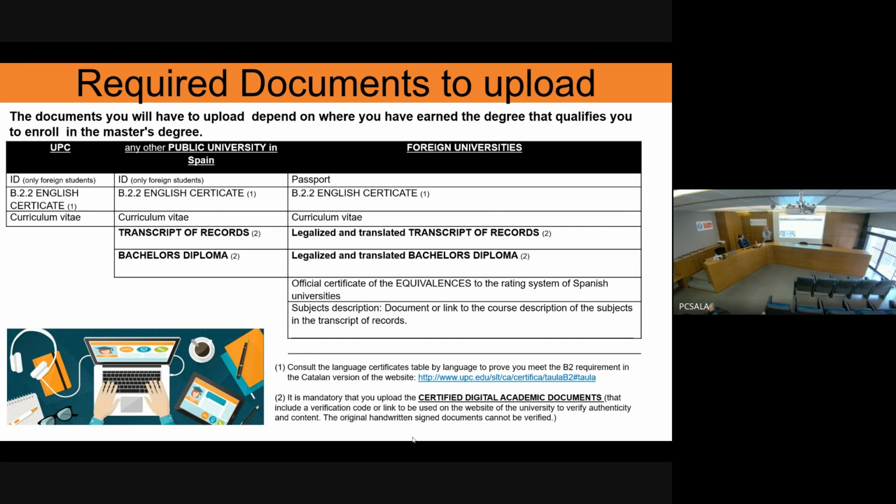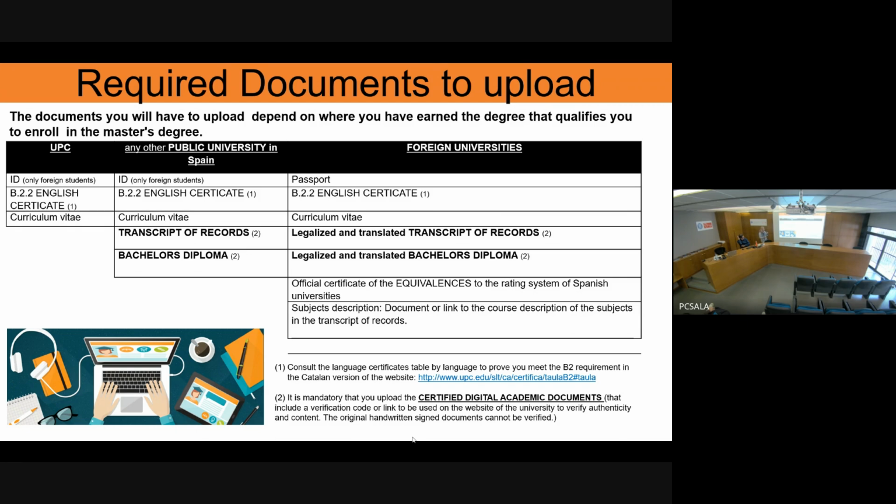And for those of you coming from abroad, of course, we also need your passport. We need your English certificate in all cases, the curriculum vitae, and the transcript and the diploma should be translated into English or Spanish, and also have to be legalized. This is very important, okay?